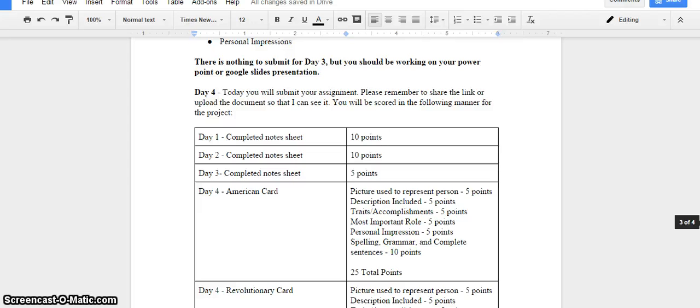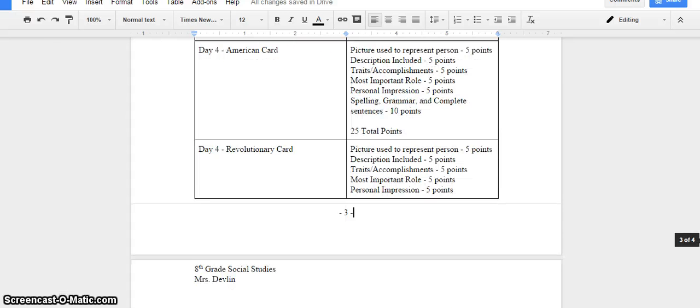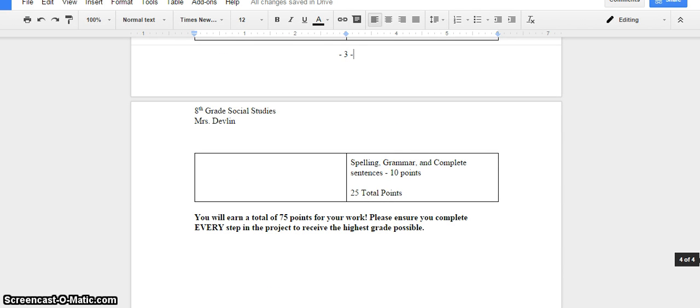So when we look at the overall breakdown of the points here, it's not very scary. However, we do need to complete all of the steps in order to get the grade that we deserve. So once you've completed all of those items and submitted it on day 4, you're finished. This is a grand total of 75 points over the next 4 days. That's not really that much more than a normal day in social studies. But you need to complete every step to make sure you're doing well on this.